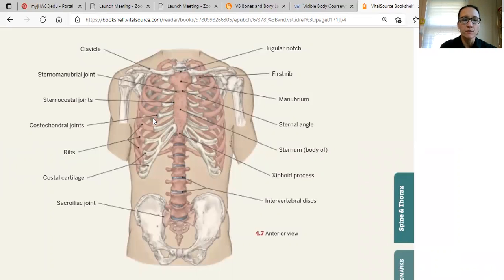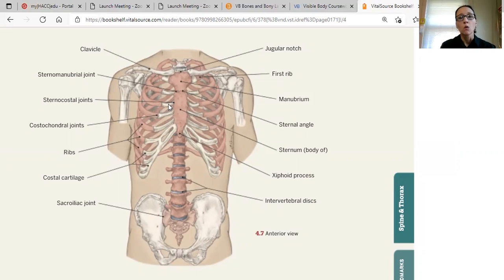Right here where the bone, the rib itself, meets the cartilage is the costochondral joint. Costo refers to ribs, chondro refers to cartilage. We did have chonder way back at the beginning with our med terms. Chonder refers to cartilage. So a costochondral joint is one between the rib and the cartilage. So there's one right there.